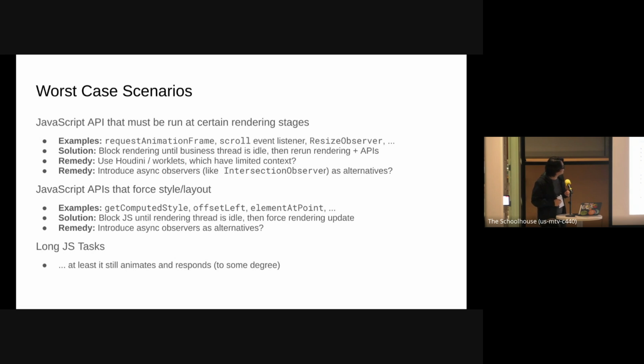So we can propose alternatives. For example, we use animation worklet instead of requestAnimationFrame, because with a limited context, we can actually run it on the render thread. And we can also replace those synchronous event listeners with async observers.